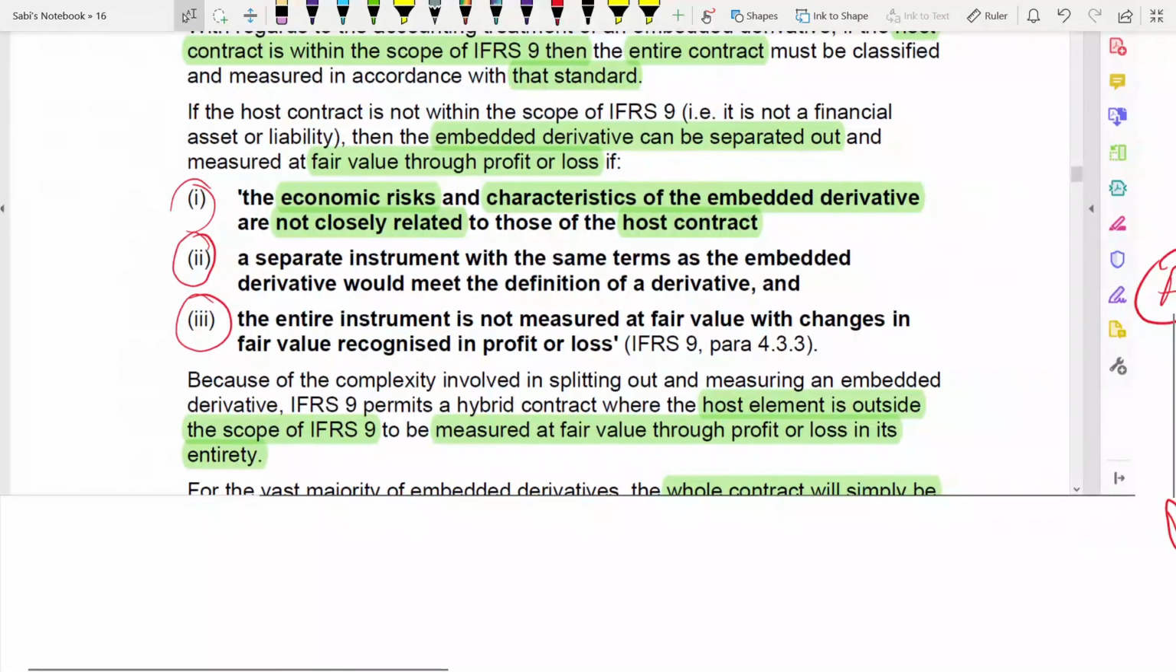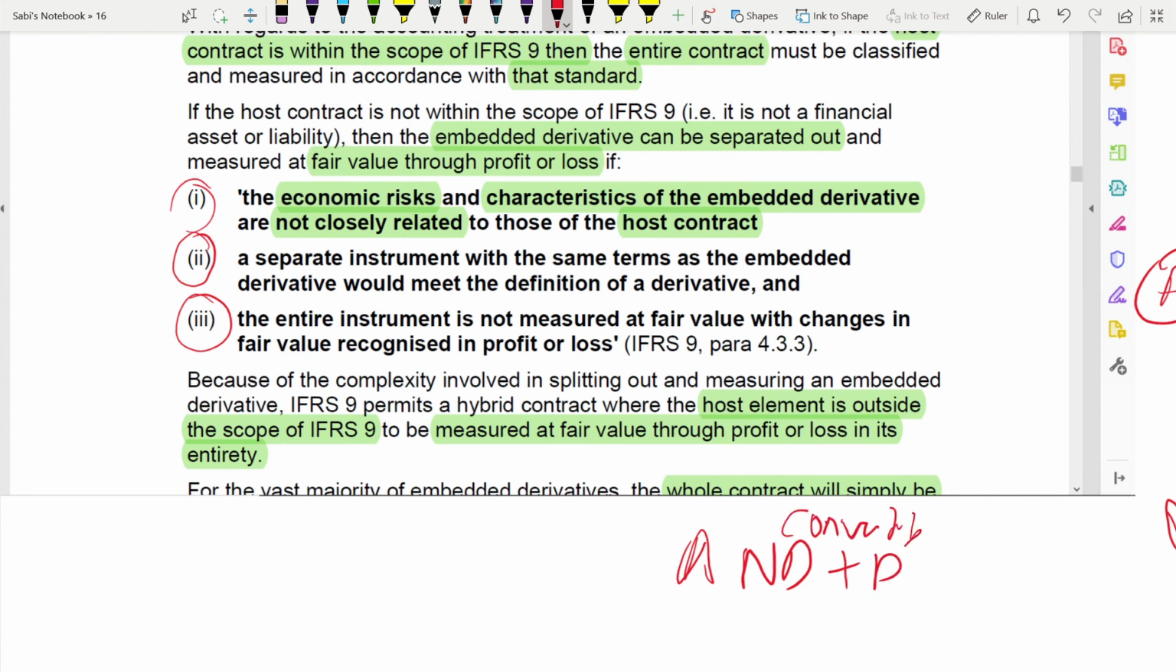Third one, the entire instrument is not measured at fair value. That means the entire instrument has a non-derivative plus a derivative, like the convertible bond we went through, both the option to convert to shares and the bond. Both are not measured at fair value with changes in fair value recognized in P&L. Then what should you do? You have to separate out and measure it at fair value. If the entire instrument is not measured that way, you still have to separate. So these are the three conditions where you have to separate both the derivative and non-derivative element.